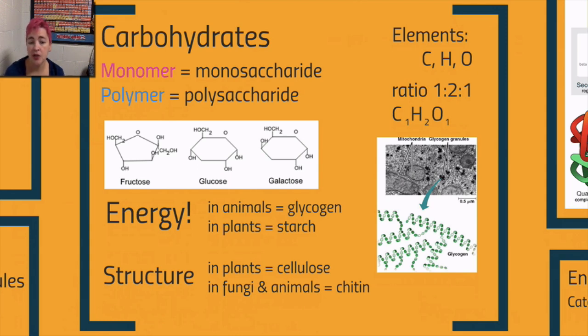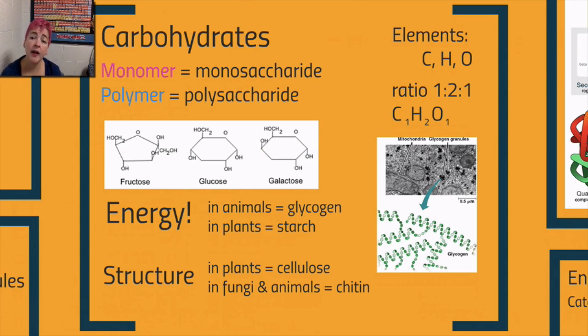Carbohydrates can also be used for structure. In plants, cellulose is the main form of structure. Paper is mostly cellulose, and it's been said that cellulose is one of the most common biological molecules on the planet. If you were to take all the biological molecules and stack them up, the largest stack is going to be that of cellulose. And in fungus and in animals, mostly anything that has an exoskeleton like bugs and crustaceans, have a structural carbohydrate called chitin. Chitin is found in the structure of these organisms.